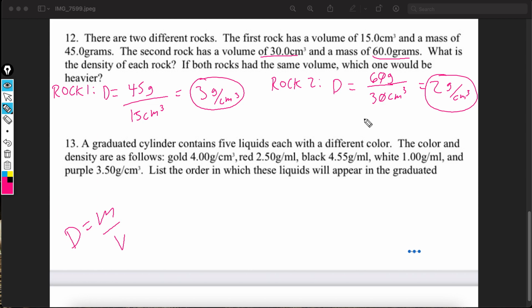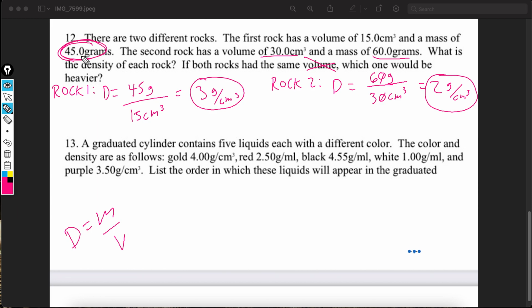Now, the next part doesn't involve any math. It's just logic, common sense, if you will. What is the density of each rock? Boom, found it. If both rocks had the same volume, which one would be heavier? Volume has nothing to do with it. Just think about it. How much did the first rock weigh? 45 grams, okay? You don't even need to know what unit it is, to be quite honest.